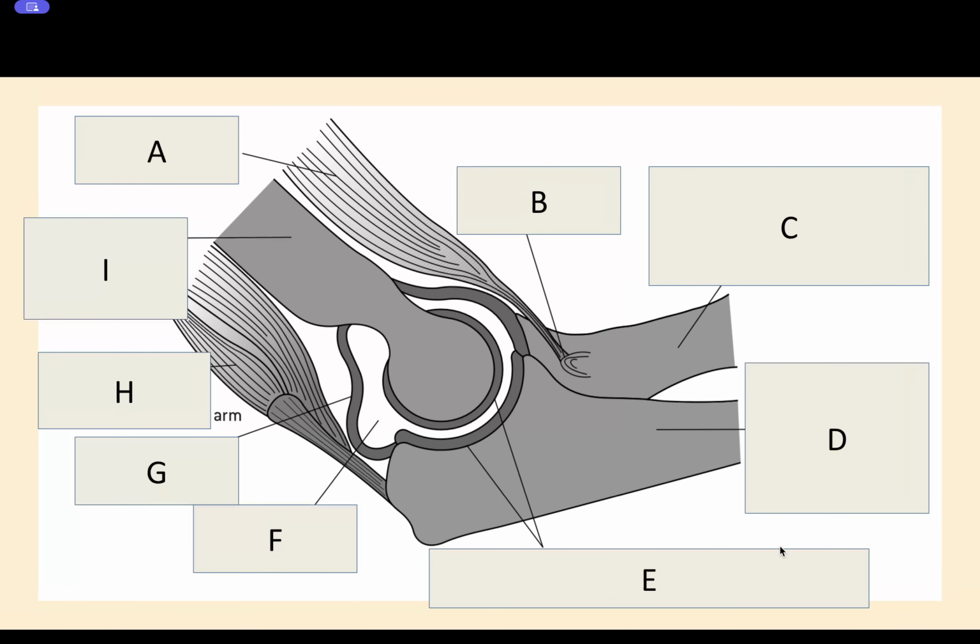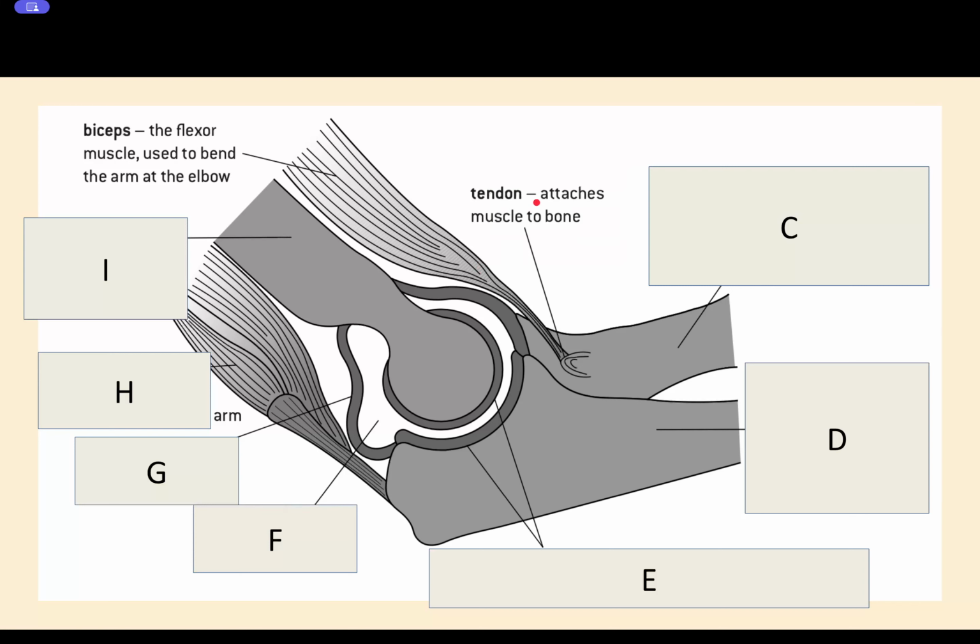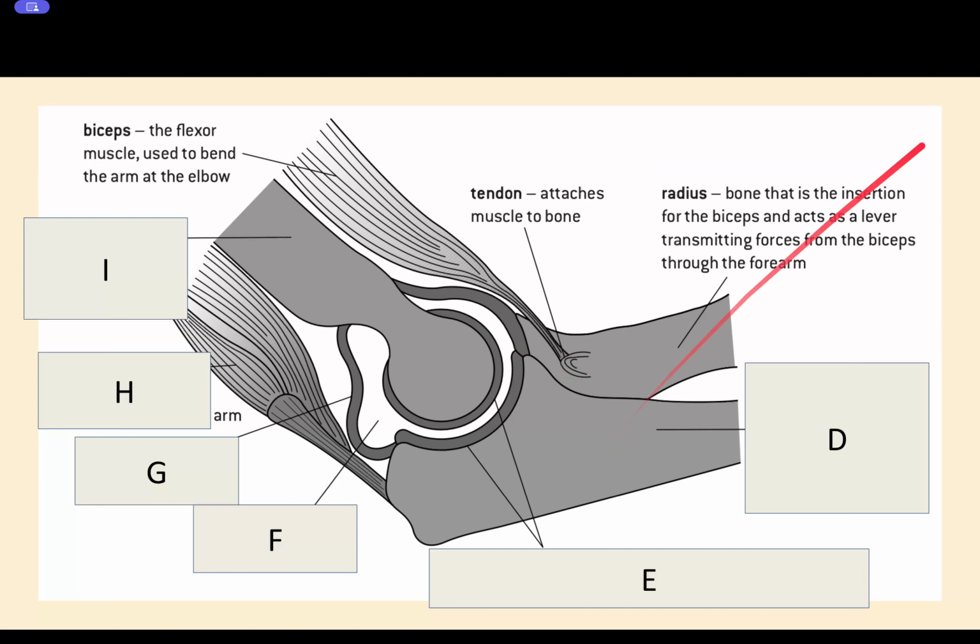because I'll also go through the functions. So A is the biceps, which is the flexor muscle, which is used to bend the arm at the elbow. B is the tendon, which attaches the muscle to the bone. C is the radius, which is the bone that is the insertion for the biceps and acts as a lever, which transmits forces from the biceps through the forearm.